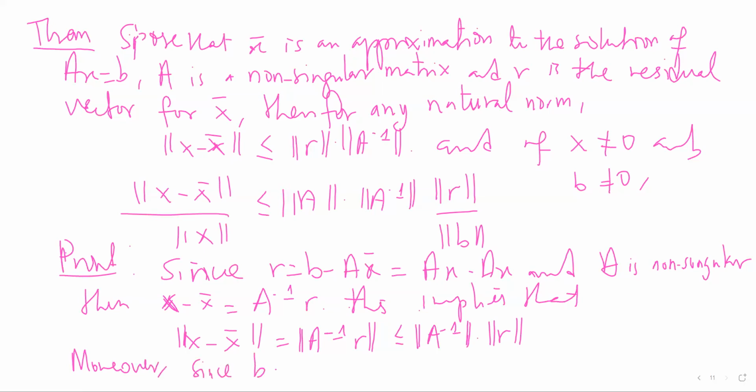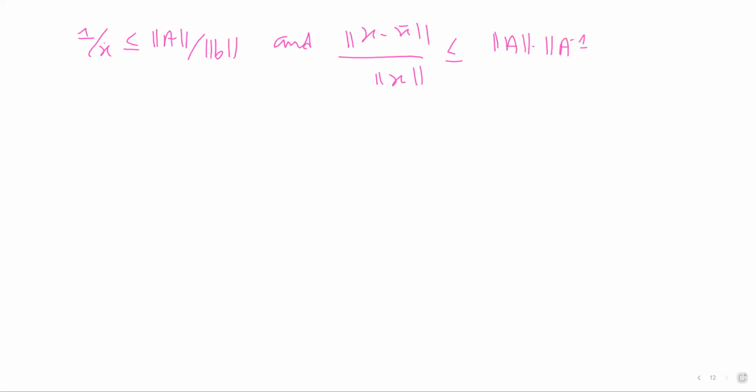Moreover, b is equal to Ax. We have the norm of b less than or equal to the norm of A times the norm of x. So 1 over the norm of x is less than the norm of A over the norm of b. And the norm of x minus x bar over the norm of x will be bounded by the norm of A times the norm of A inverse over the norm of b times the norm of r. This ends the proof.